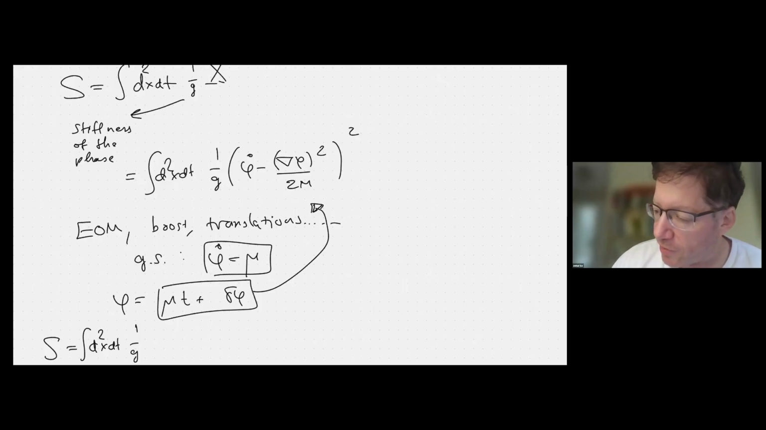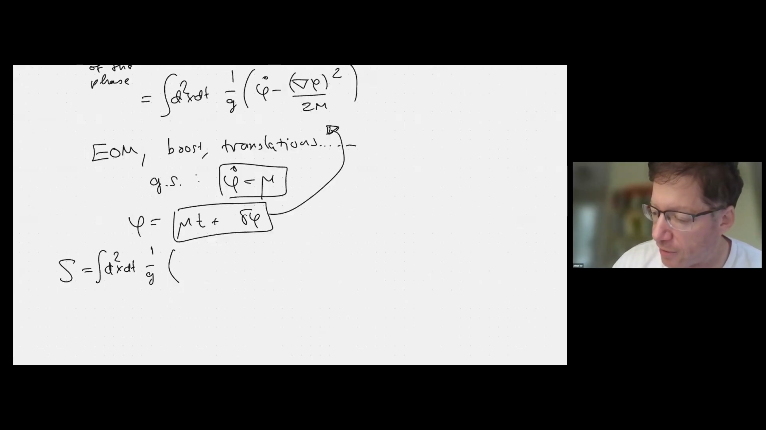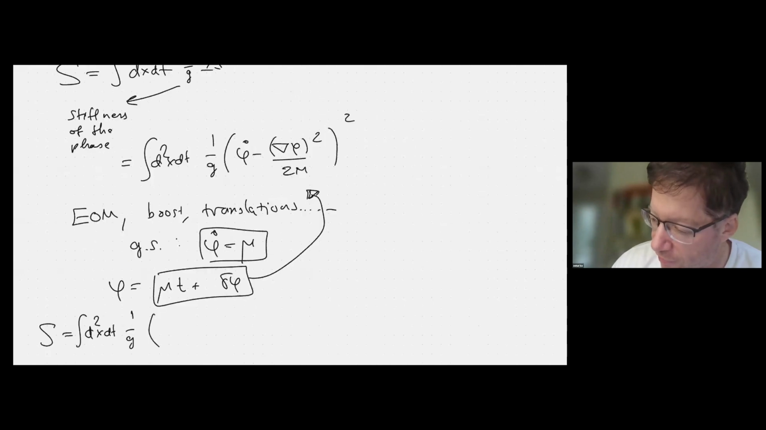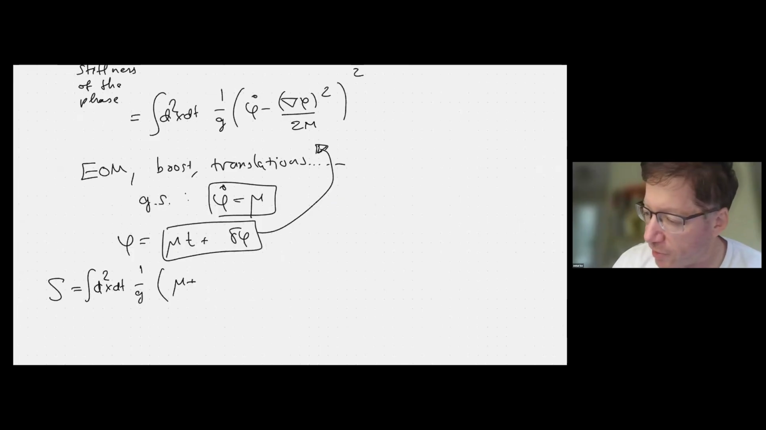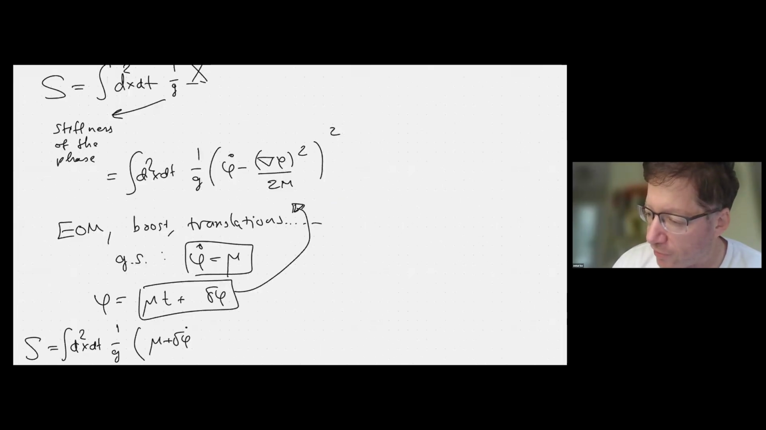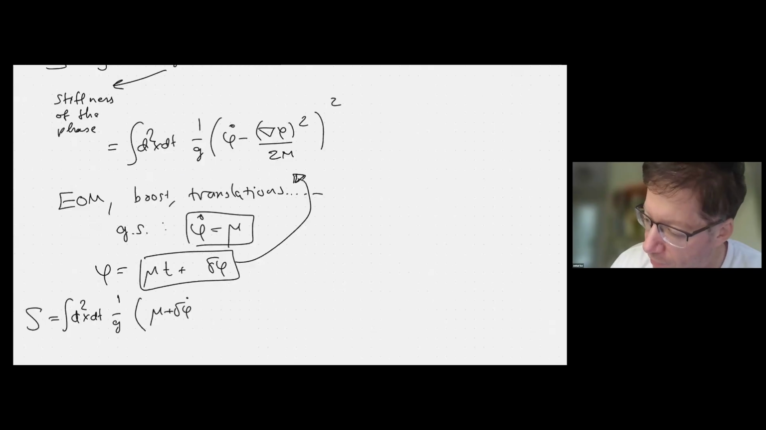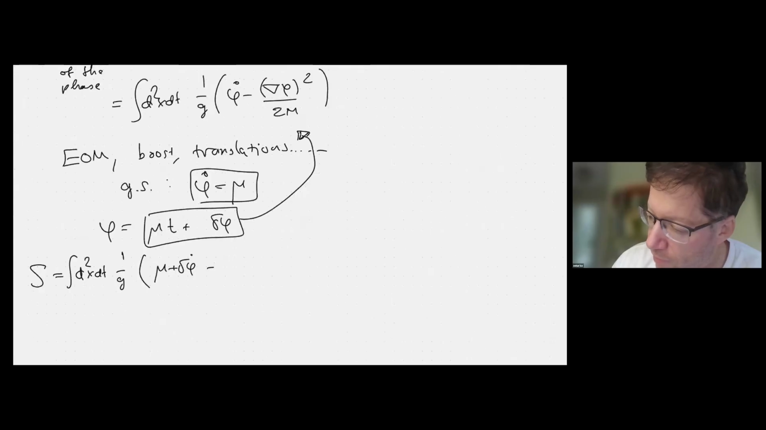I stick mu t plus delta phi into phi dot. That gives me mu plus delta phi dot. If you see a mistake, let me know because I'm doing it in real time. Then I'm sticking it into grad phi squared by 2m, and mu t doesn't contribute, and I just get minus grad delta phi squared by 2m. I have to square it, and I'm just going to keep quadratic terms.